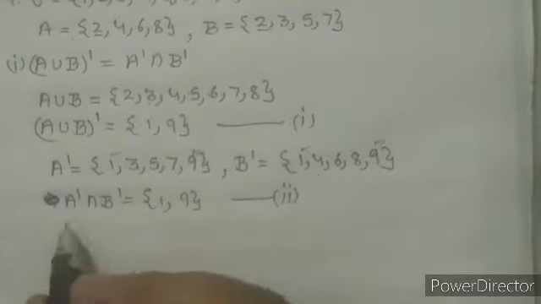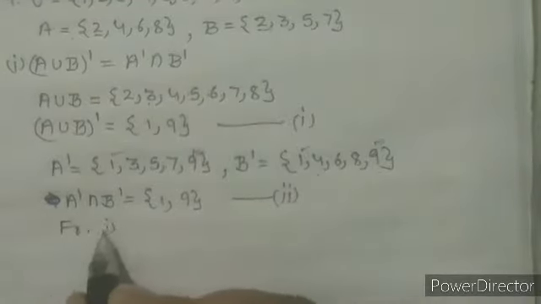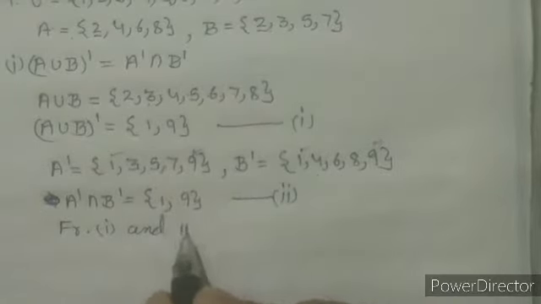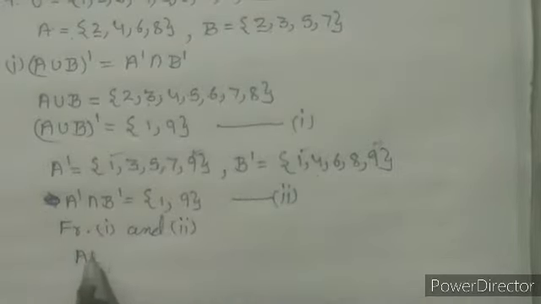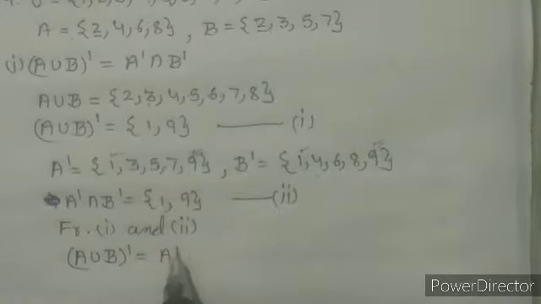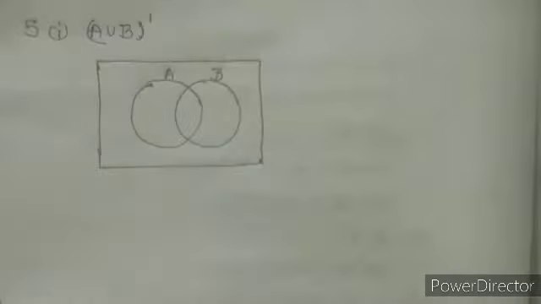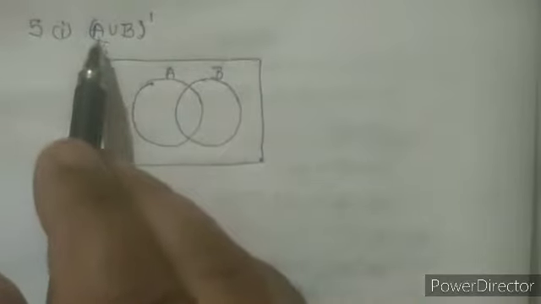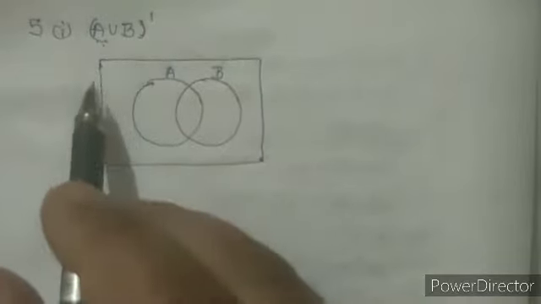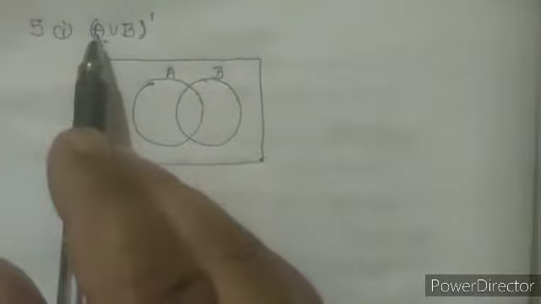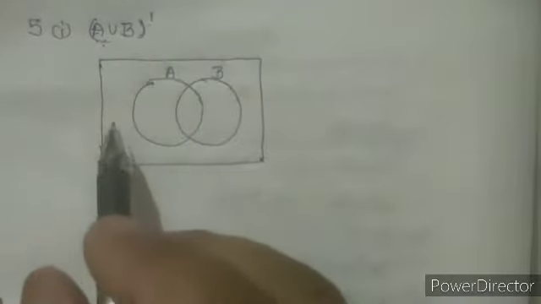So from first and second, we can say that (A union B) whole complement is equal to A complement intersection B complement. Now in question number 5, we have to draw the Venn diagram for each of the following. Now in the first part, we have to represent (A union B) whole complement in a Venn diagram.